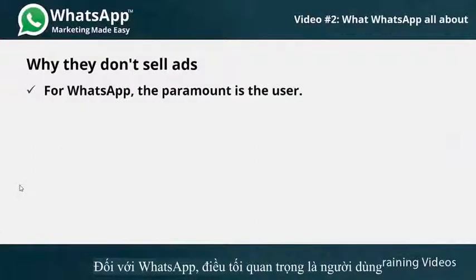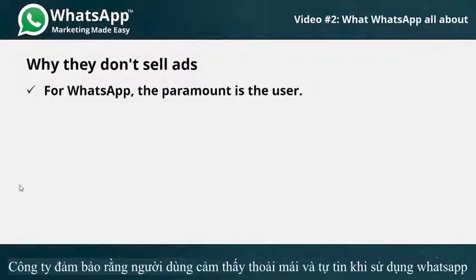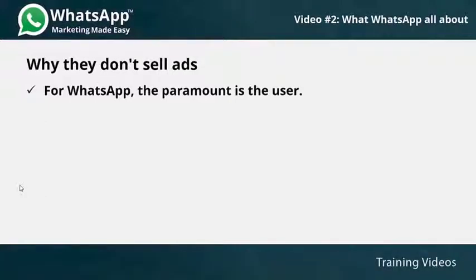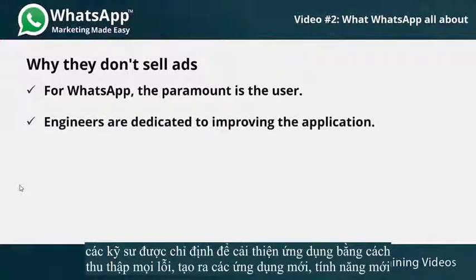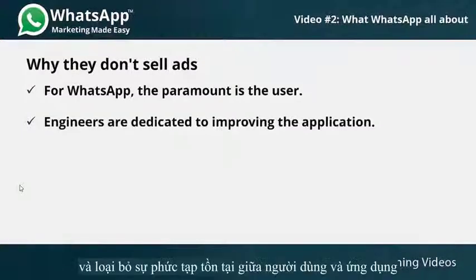For WhatsApp, the paramount is the user. The company makes sure that its users feel comfortable and confident when using WhatsApp. Engineers are dedicated to improving the application by correcting any errors, creating new options, features, and optimizing the complex interface that exists between the user and the application.